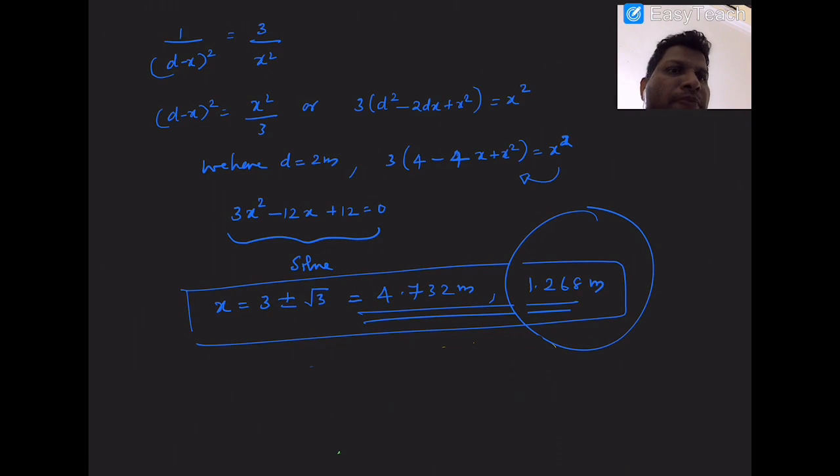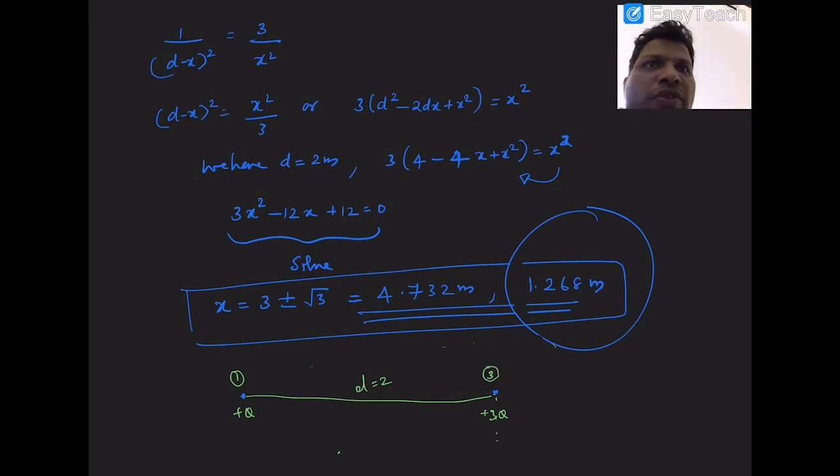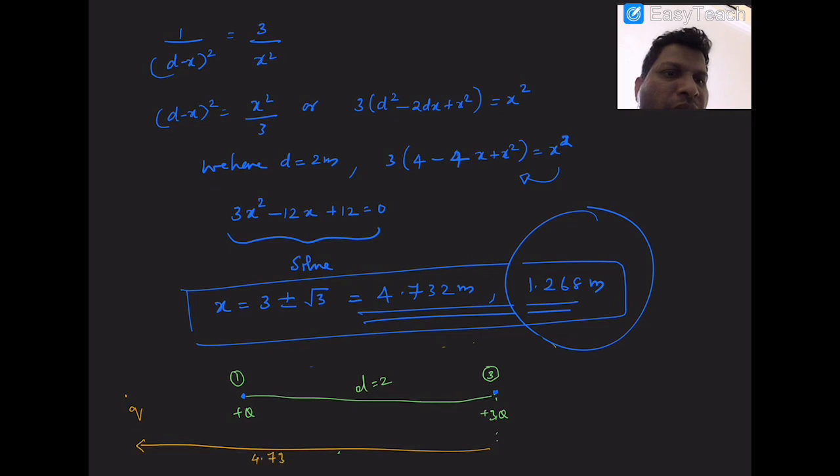Now we will analyze these two scenarios. So let us consider the first scenario, that is plus q is here and plus 3q is here, and this is the distance d, which is equal to 2 meter, and x is the distance from the second, or we can say the third charge. So this is my third charge, which is at distance 4.732 meter. And also we know that it is negative.